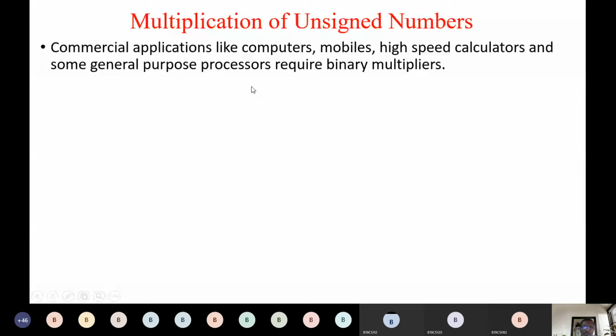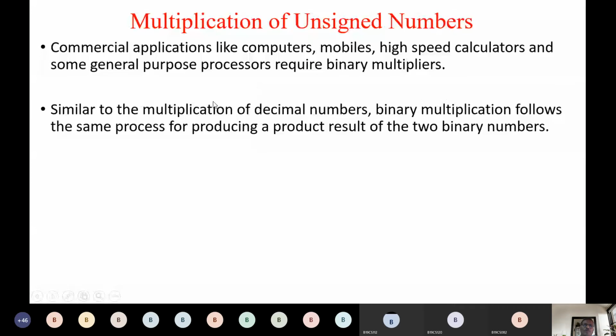So multiplication of binary numbers is similar to multiplication of decimal numbers. So how do we do multiplication of decimal numbers? The same method we use for multiplication of two binary numbers, especially unsigned binary numbers.